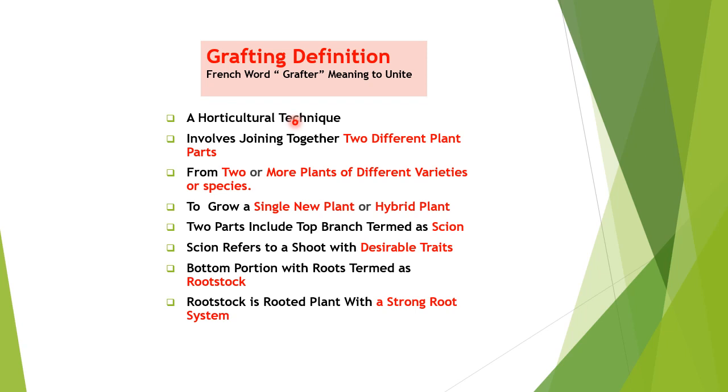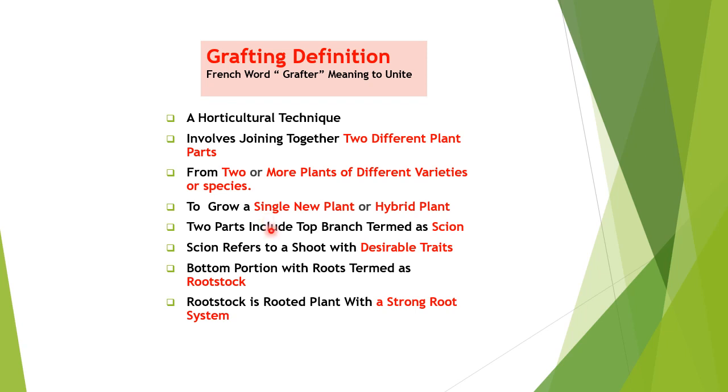So it is an art where we can connect two plants. What will we connect? We will connect two plant parts. One will be the part which has good quality and desirable traits, and these two plants will be of different varieties or species. So we will make a single plant out of two plants. So what we do is take two plant parts.